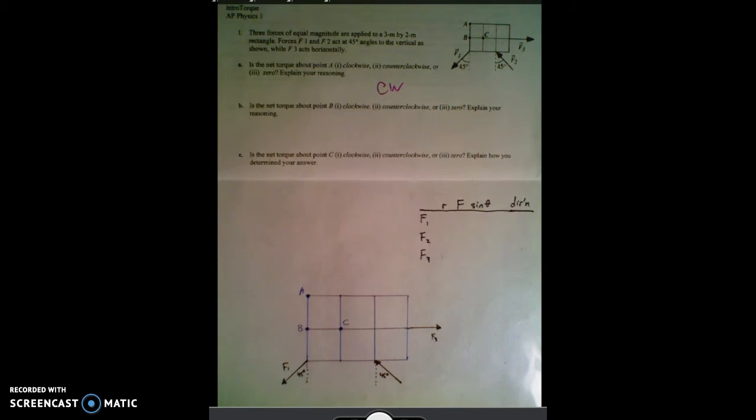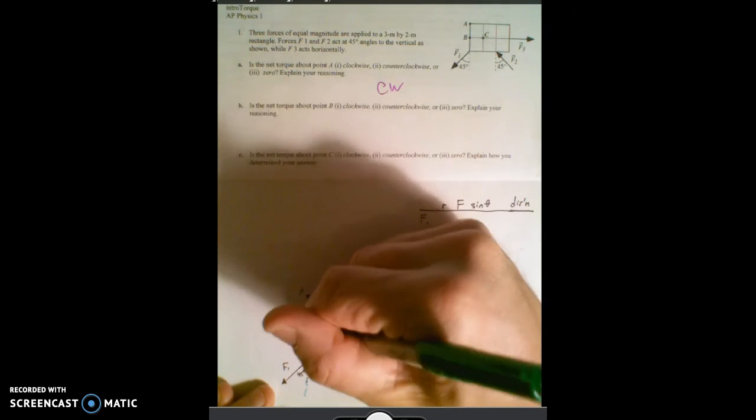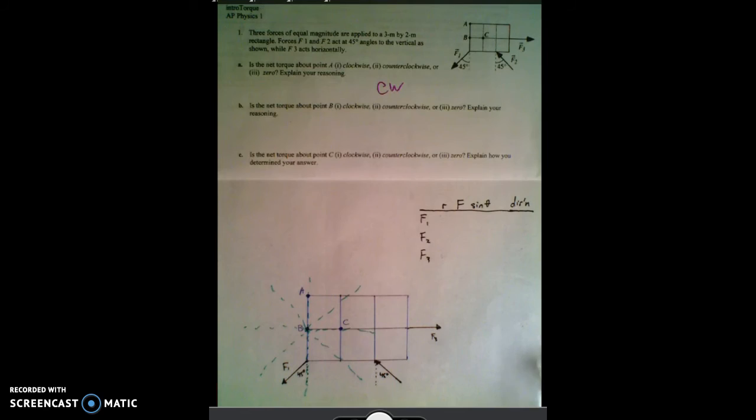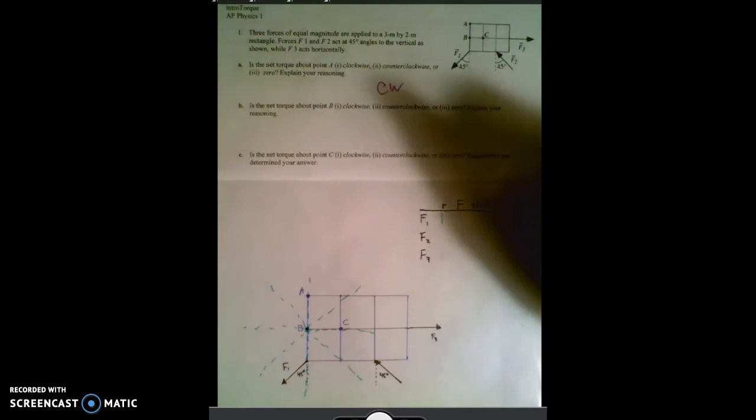For parts B and C, I will apply the same technique, just with a different axis of rotation. Changing to part B, I'm going to redraw my radial arms at point B. In a problem like this, it's helpful to have multiple drawings because putting them all on the same drawing would get mighty confusing. So going to force 1, I can see I've got a radial distance of 1. The force is still F and the angle is still 45 degrees.